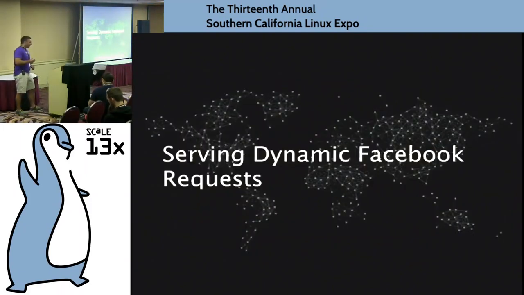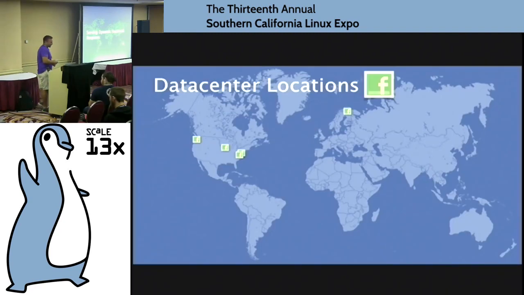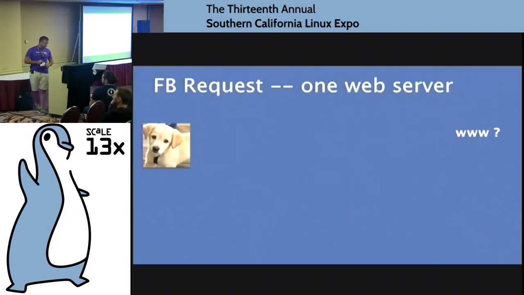So how do we serve dynamic Facebook requests? The first part of this talk is only going to be how requests are served inside the data center. We'll talk about how we serve it outside of the data center a little bit later. Today we have 5 different data centers, 4 in the United States in North America, and 1 in Luleå, Sweden.